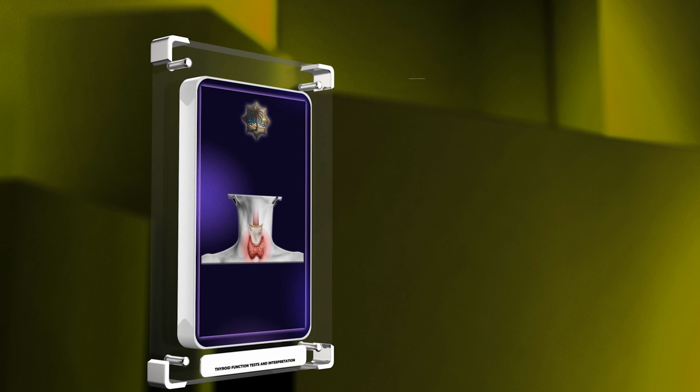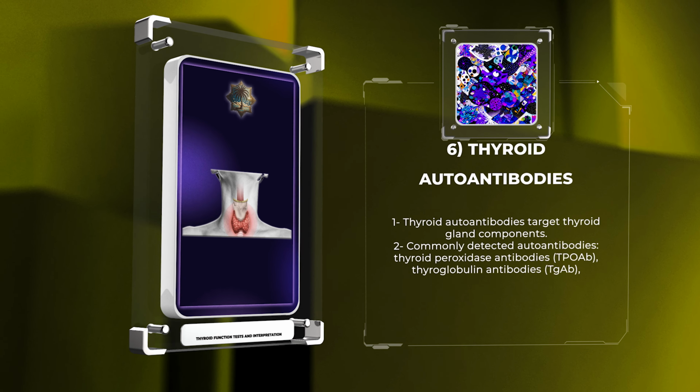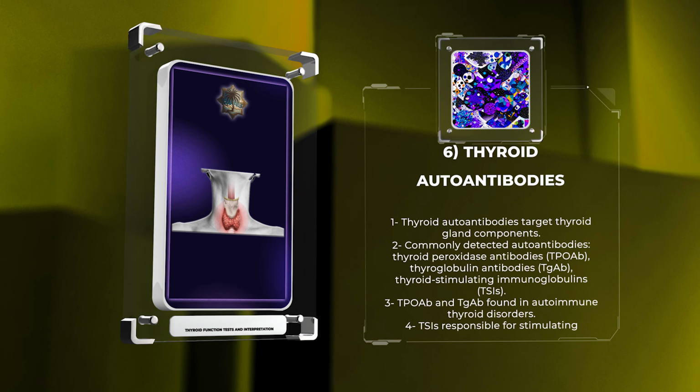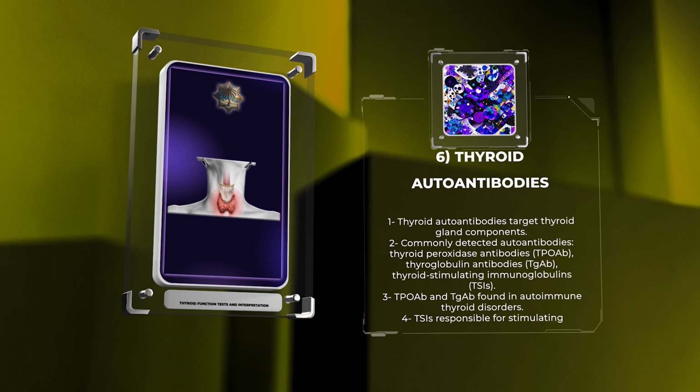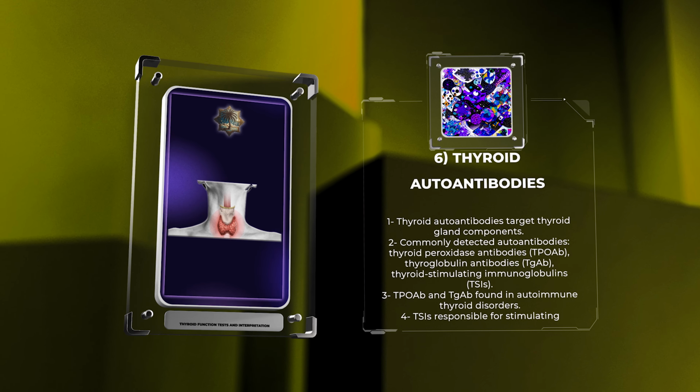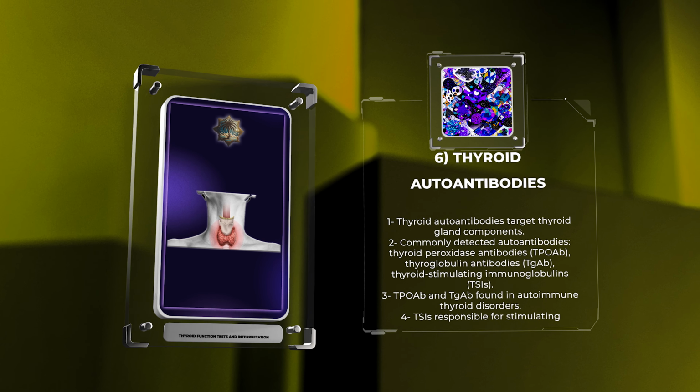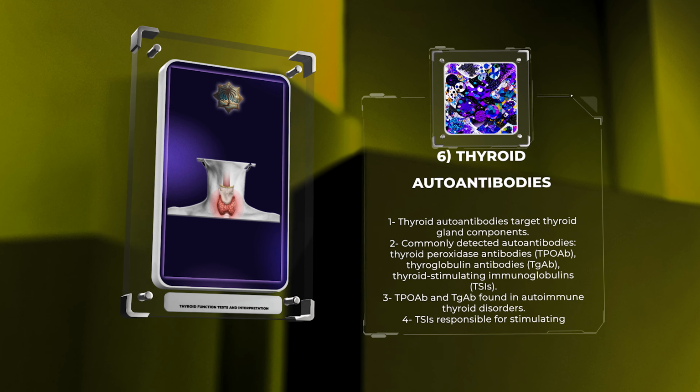Thyroid autoantibodies are antibodies produced by the immune system that target components of the thyroid gland. The most commonly detected thyroid autoantibodies include thyroid peroxidase antibodies, TPOAB, thyroglobulin antibodies, TGAB, and thyroid-stimulating immunoglobulins, TSIs.